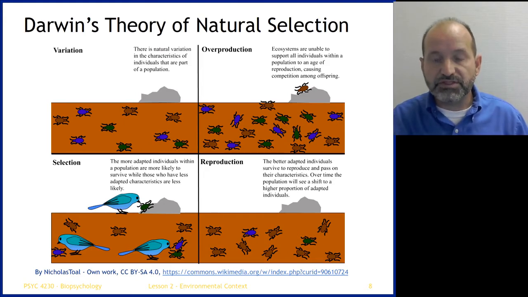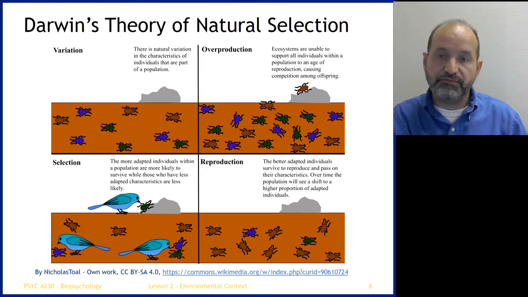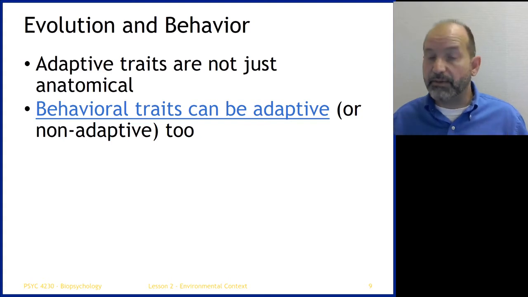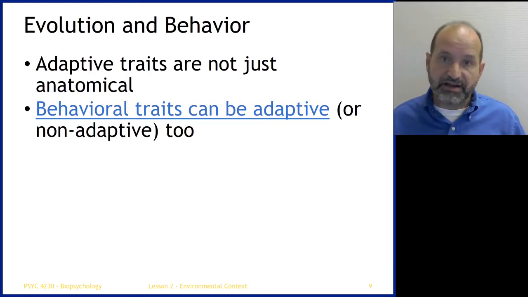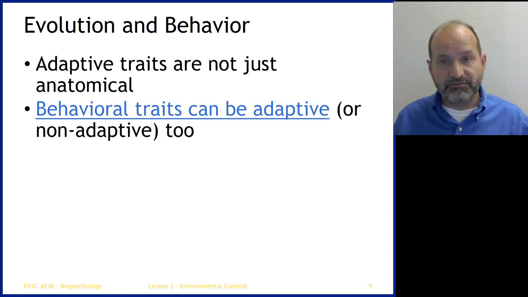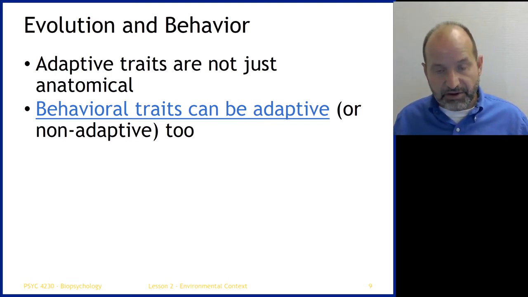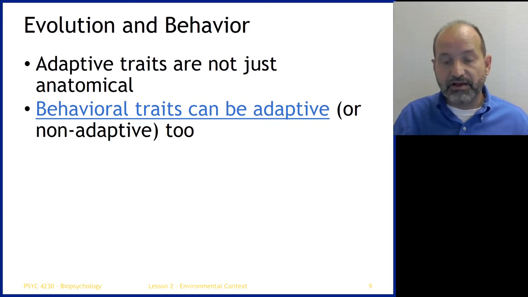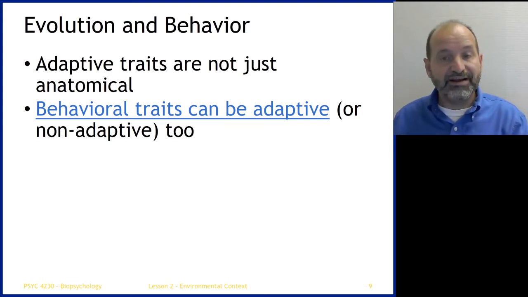Now again, you mostly probably think about this in terms of physiological or anatomical traits, but they are not just anatomical traits. First, it's important to remember that anatomical traits influence your behavior. So in the case of Darwin's finches, the shapes of their beaks, interacting with the environment, shapes the behavior of what kind of food they eat.